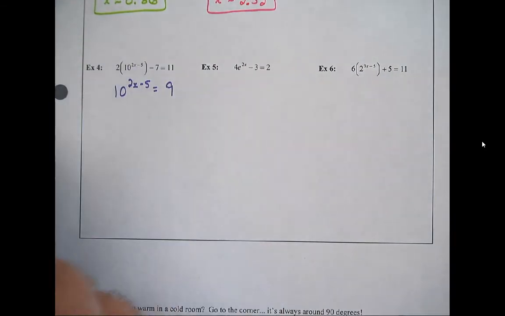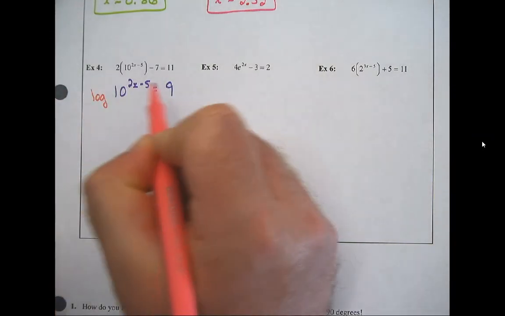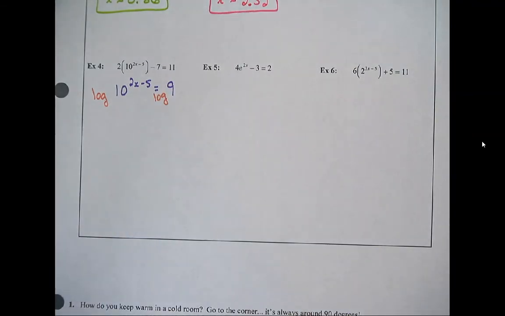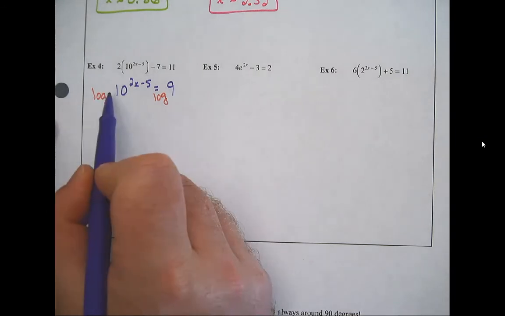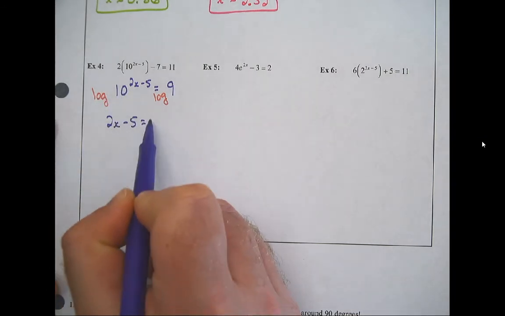Here comes the new move. Who's farthest away from x on the same side? That's 10 to the. And what kills 10 to the? Now, you can write log base 10 if you want to, but log base 10 and log are the same thing. So I would now have these cancel, and I'm just left with 2x minus 5 equals log of 9.